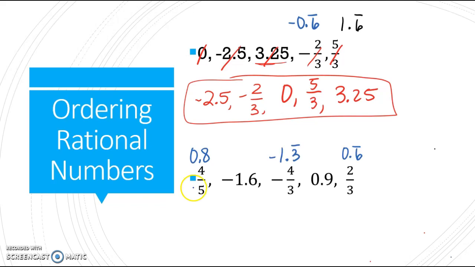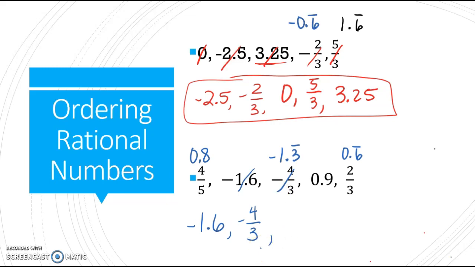Okay, so I went on ahead and changed all of my fractions into decimals. So now I'm going to look at my two negative numbers and decide which one is farther away from 0. I've got -1 and 6 tenths and -4 thirds, which I changed into -1 and 3 tenths. So here, -1 and 6 tenths is the farthest away from 0. Then we've got -4 thirds. We've got those two taken care of.